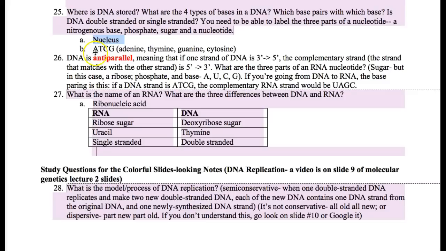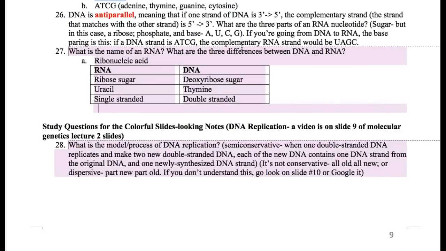Four types of bases, we just said that, A, T, C, G. They're called adenine, thymine, guanine, and cytosine. That's for DNA. Which base pairs with which base? We just said that. Is DNA double-stranded or single-stranded? Double. You can label it now. Okay. Next one is DNA is antiparallel. We already talked about that.